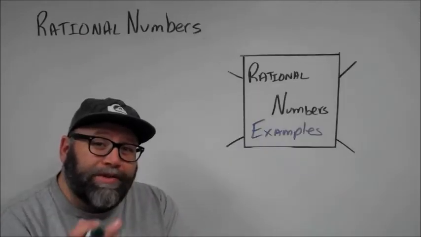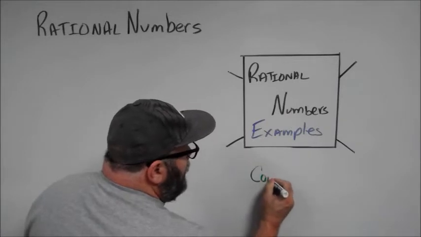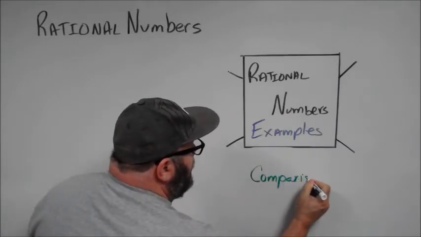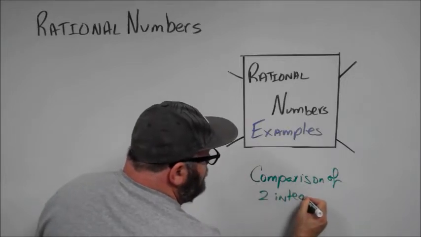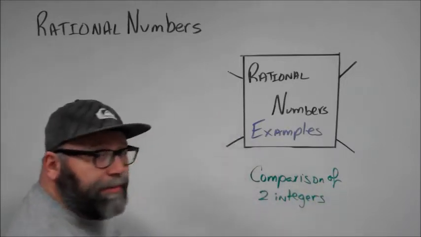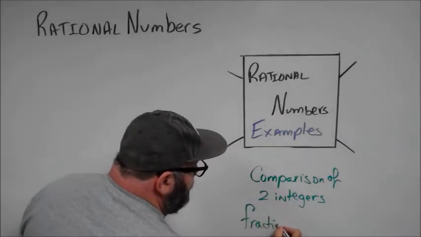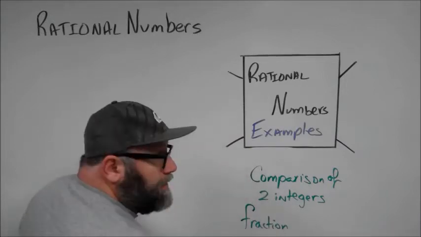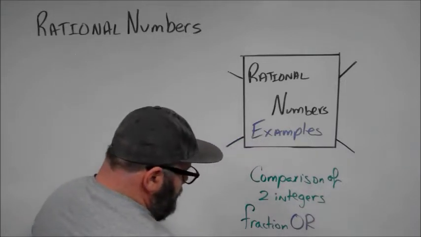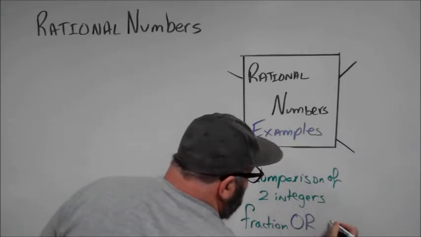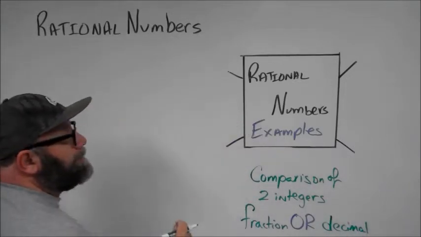Let's talk about examples of rational numbers. Remember, rational numbers are a comparison of two integers, set up as a ratio, which means we should be able to write a rational number as a fraction, or a decimal. So let's get some examples.